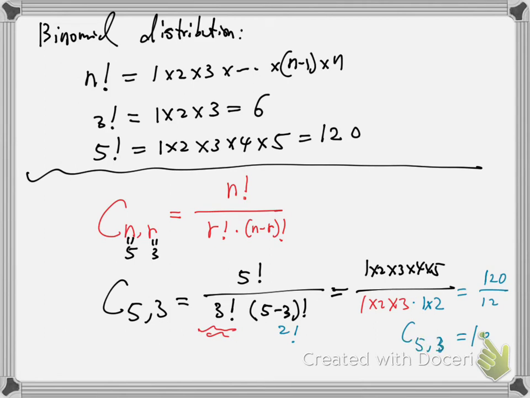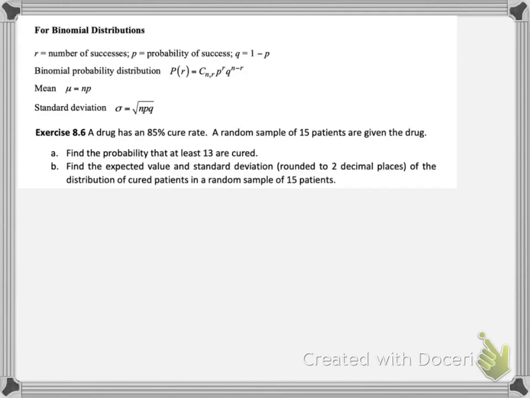So we need C n r to solve the binomial question. Okay, so we will talk about 2 examples in lecture 8. First let's look at this question 8.6.